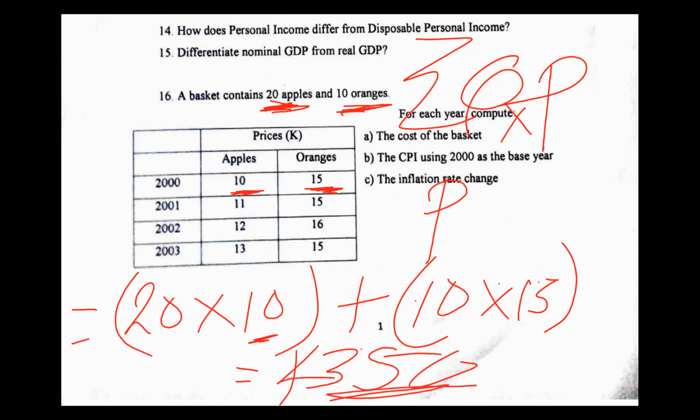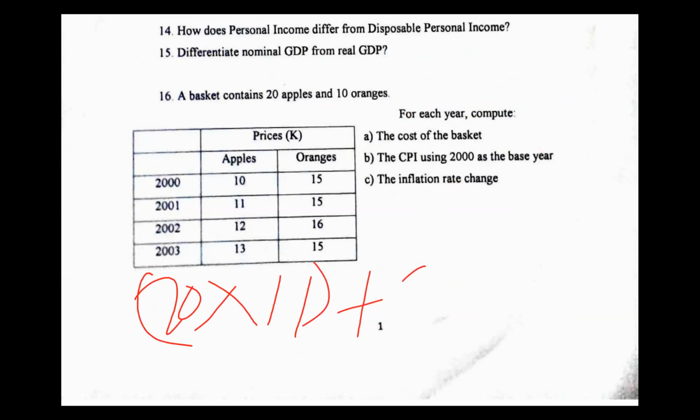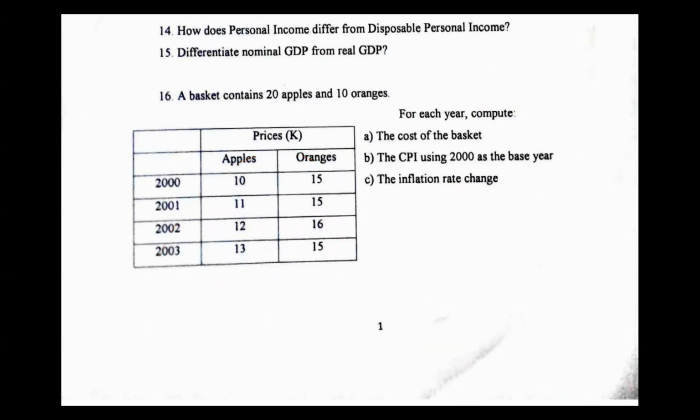That's for the year 2000. Then for the other years, you can repeat the same. 20 times 11 now, that's for 2001, plus 10 times 15. Just like that, you keep on until you finish all of them. That is how to answer the first question.